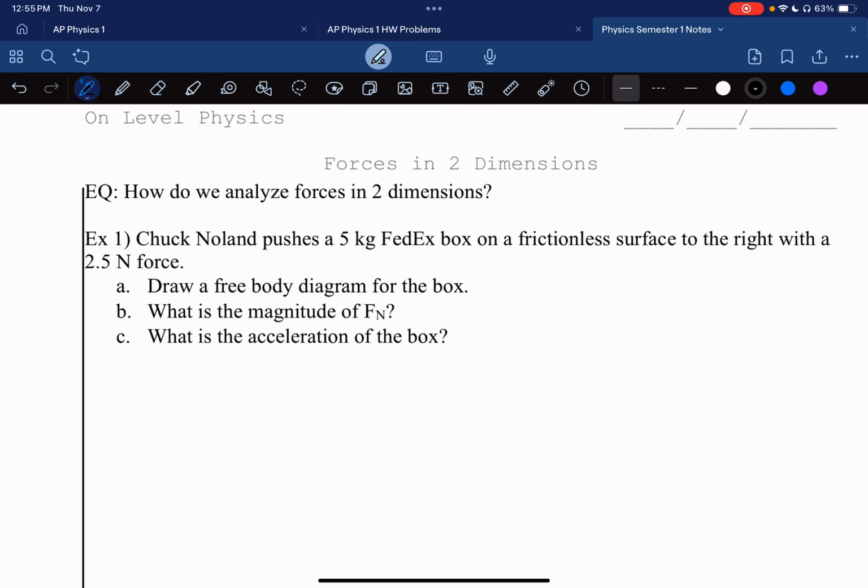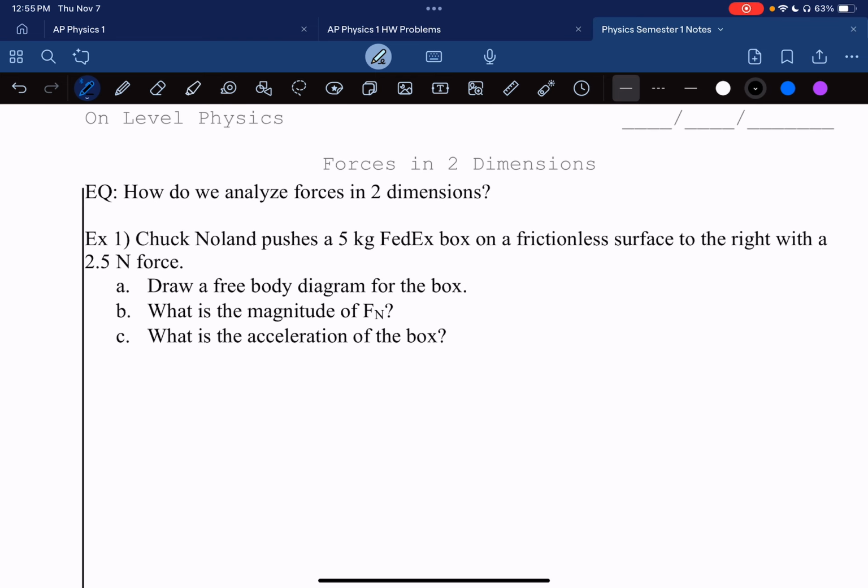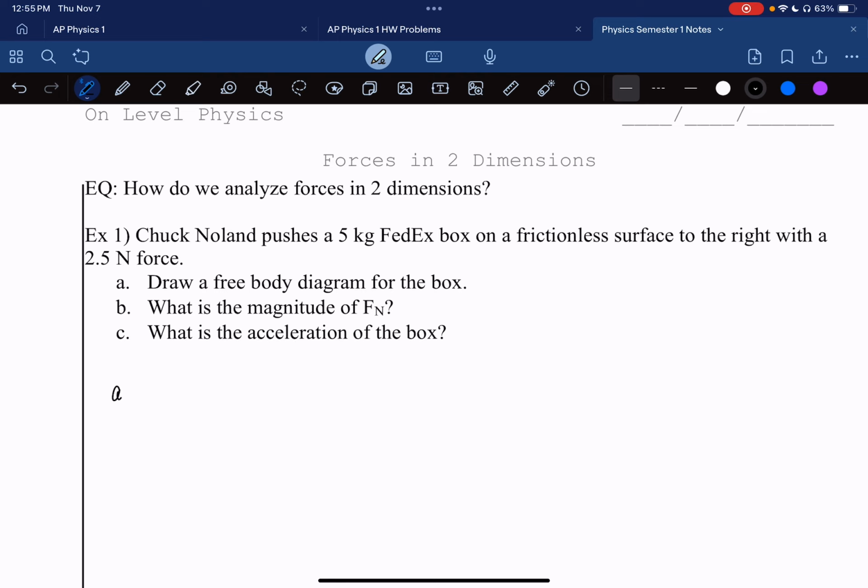And we'll just jump right into the problem. It says Chuck Nolan pushes a 5 kilogram FedEx box on a frictionless surface to the right with a 2.5 Newton force. And so for part A, we'll draw a free body diagram.